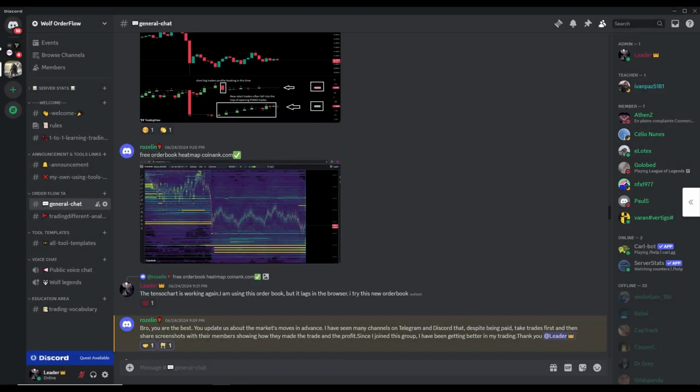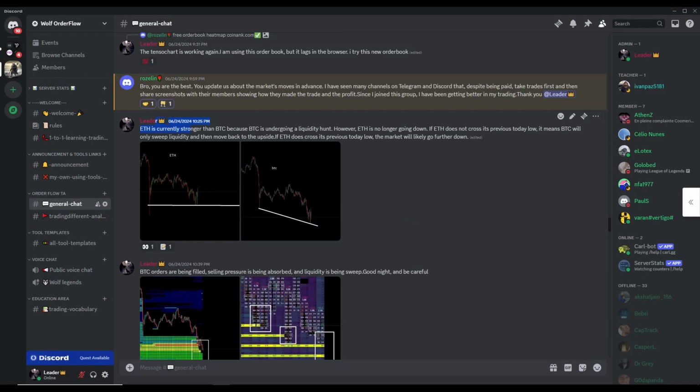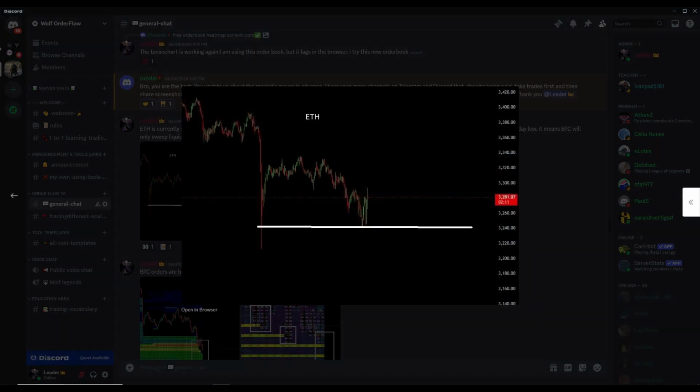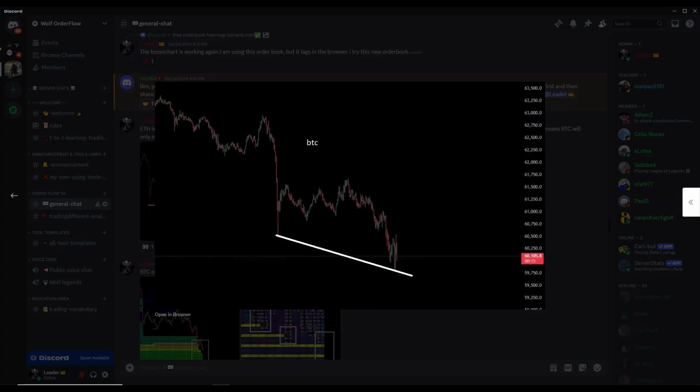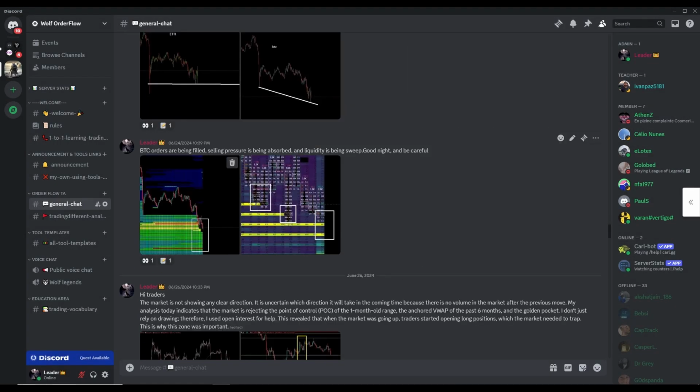So in this post, I had mentioned that Ethereum is strong and it hasn't gone below the previous low yet. But BTC is going down. It is just going to sweep liquidity in BTC, and after that, an upward bounce will come.